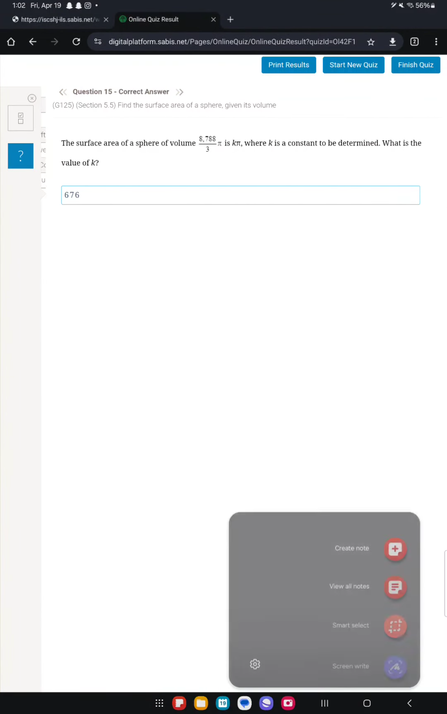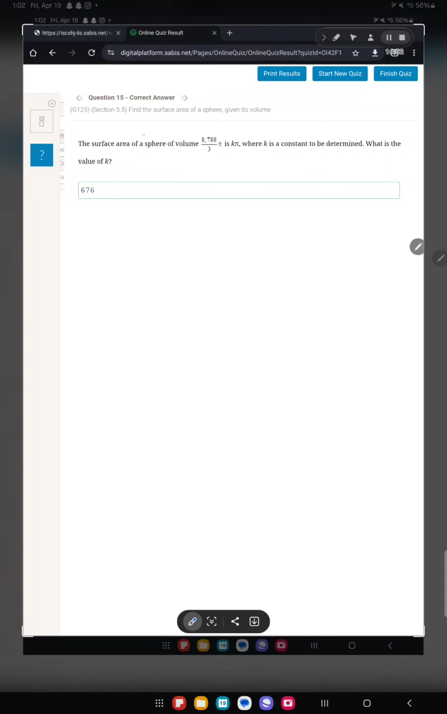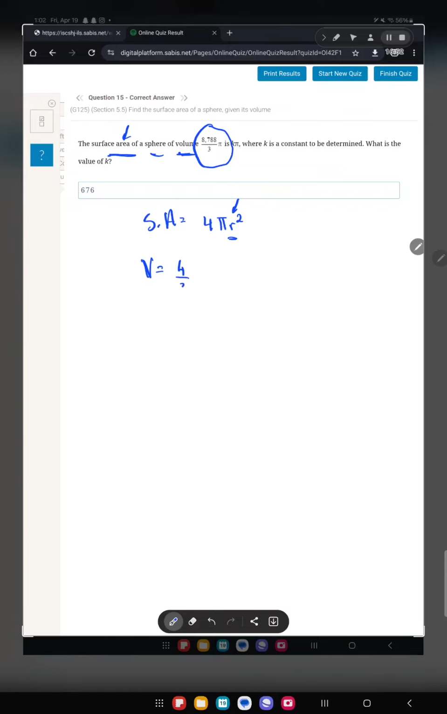Question 15. Okay, the surface area of a sphere which has volume 8788 over 3 pi is k pi. So they want the surface area. The surface area of a sphere is 4 pi r squared, but we have the volume. Obviously to find the surface area we need the radius. You know that the volume of a sphere is 4 over 3 pi r cubed. So this volume we have here, 8788 over 3 pi, is equal to 4 over 3 pi r cubed. Cancel pi from both sides as usual.